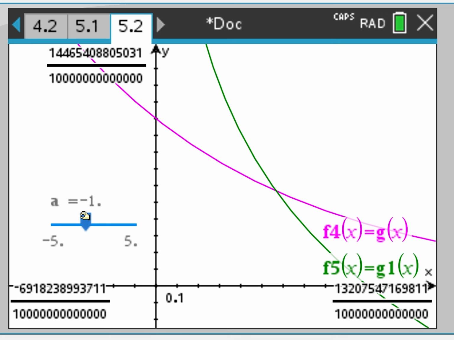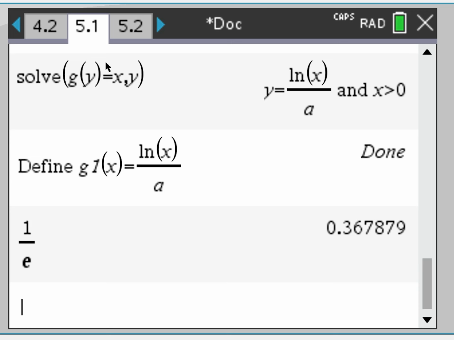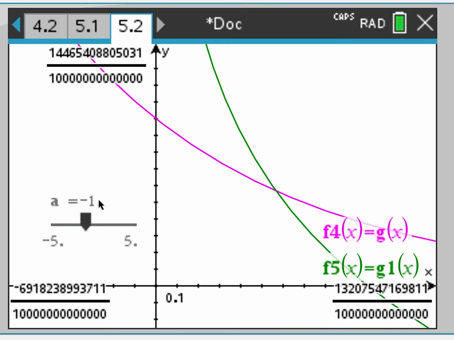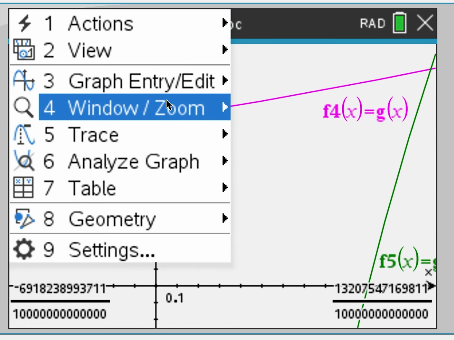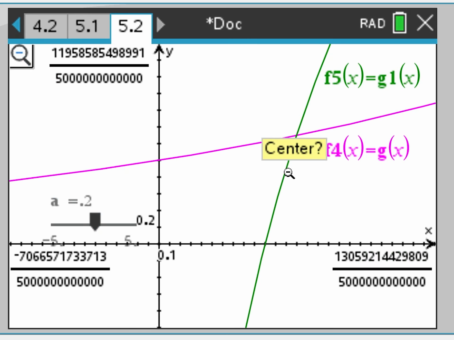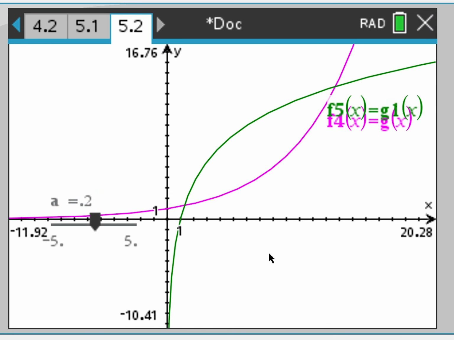Okay. What I need to do is maybe check the bounds for 2 intersections. So from 0 to 1 on e. So what is 1 on e? 1 on e is 0.36. Okay, let's try 0.2. So 0.2. Okay, and if I zoom out, menu 4. Okay, there we go. So this is when 2 intersections occur.